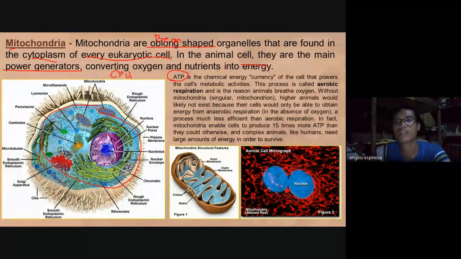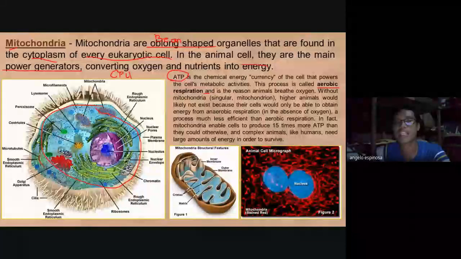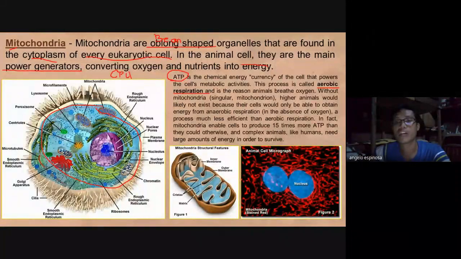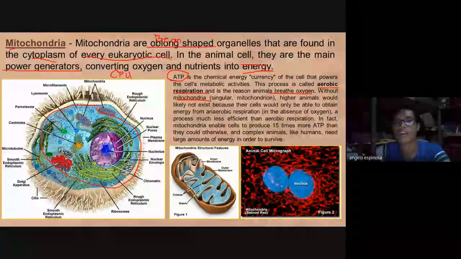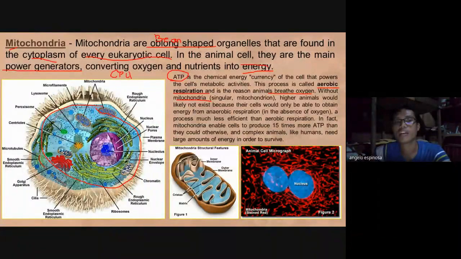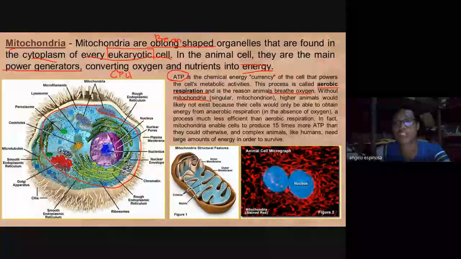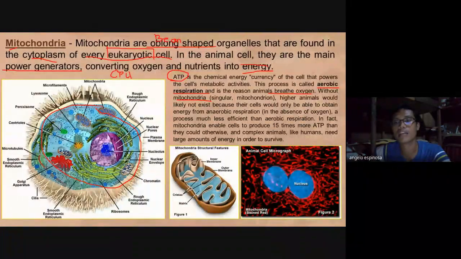The process is called aerobic respiration. It means that it needs oxygen in order to produce energy, or ATP. This is the reason animals breathe oxygen. Always remember that eukaryotes can only live if there is oxygen. Prokaryotes can live with both oxygen and without oxygen, or anaerobic. So they are aerobic and anaerobic.